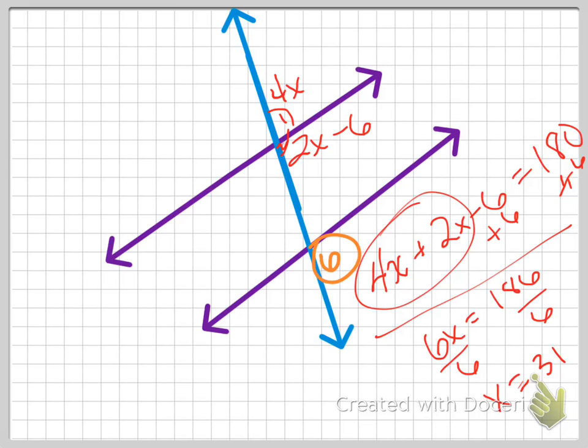It corresponds to angle 1. So look, 4 times 31. That's your answer. Angle 1 is equal to 4x, so you have to replace that x with 31. 4 times 31 is equal to what? 124.